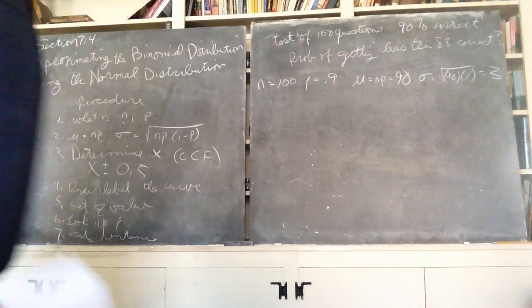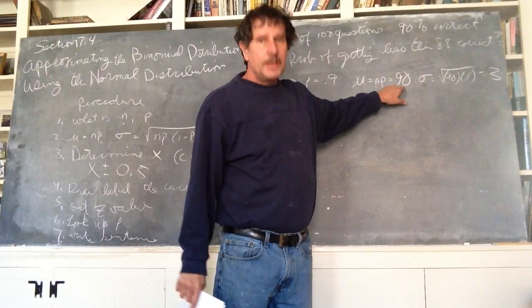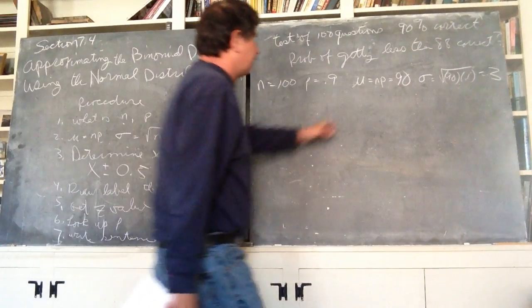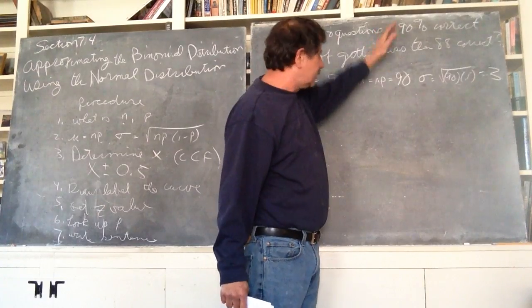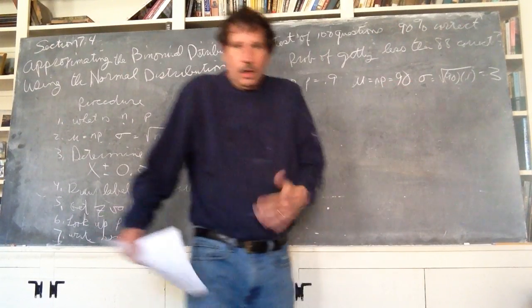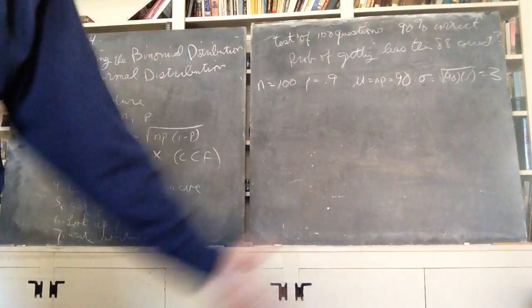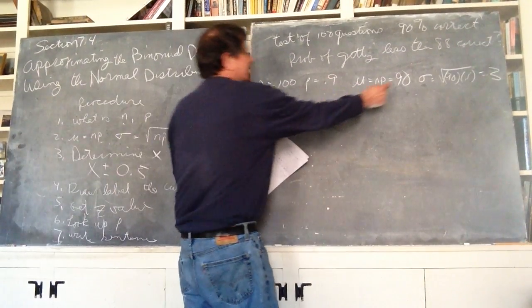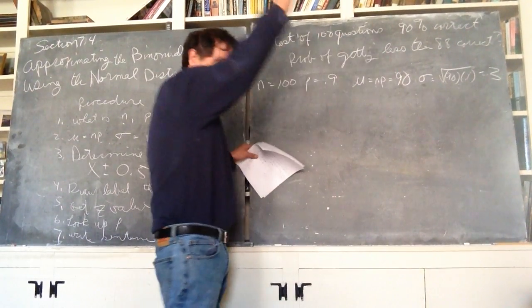I just want to talk about this right here. The mean is 90, NP: the number of questions times the percentage of getting each question correct. Of course that's going to be 90. The mean is 90. You expect to get 90 of the 100 questions correct. So I just wanted to point that out.